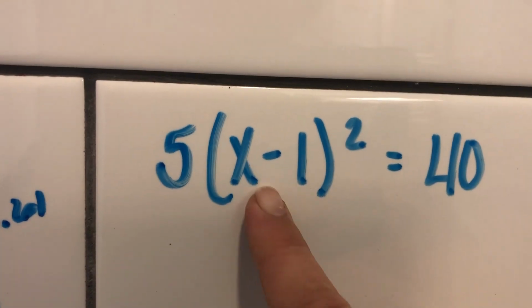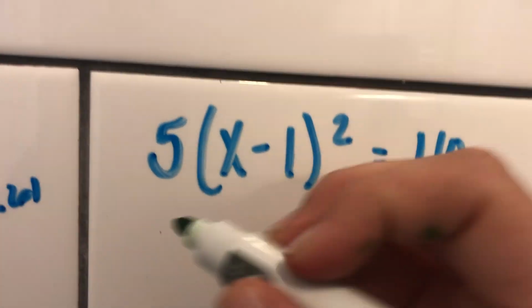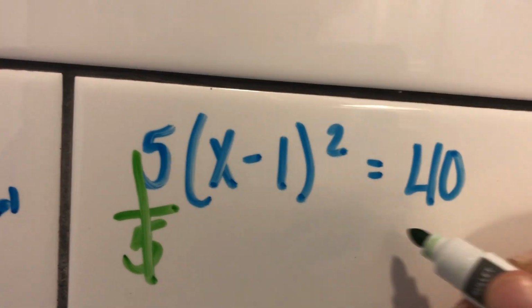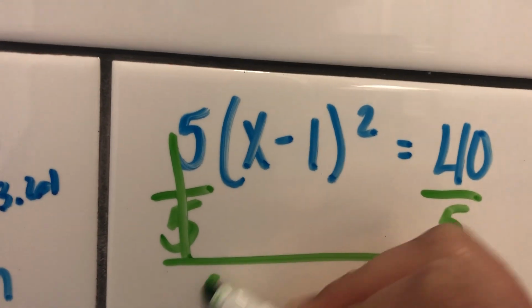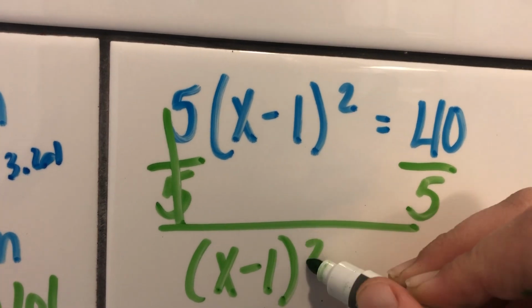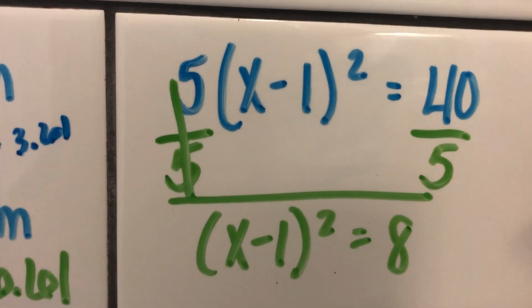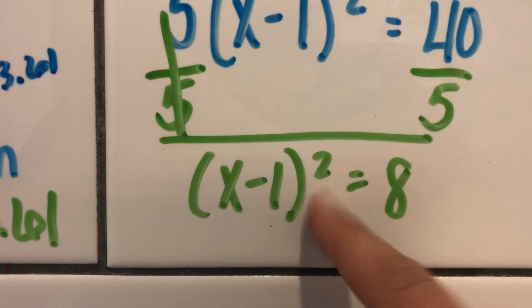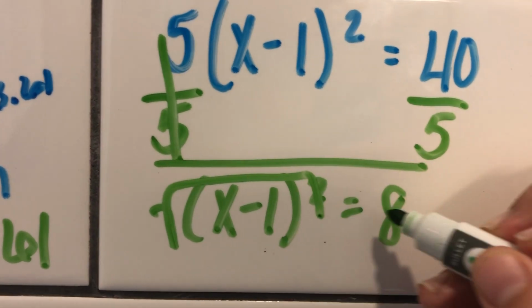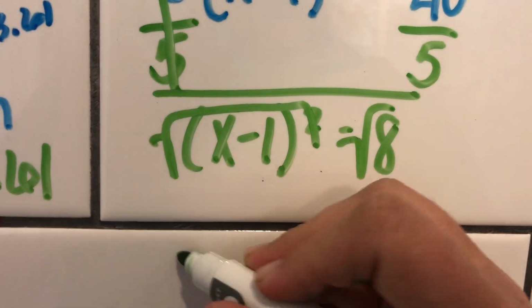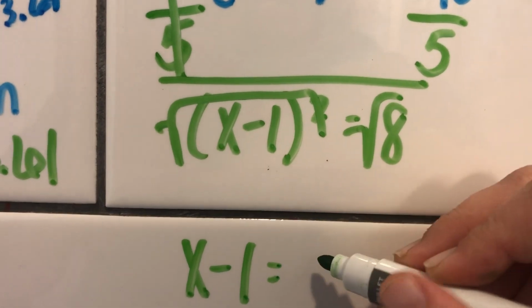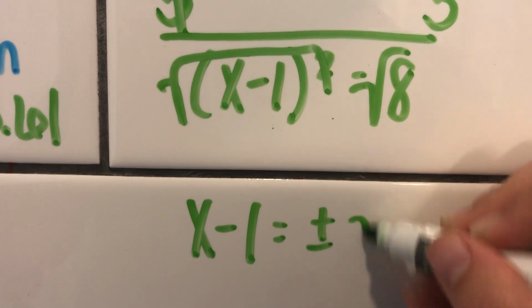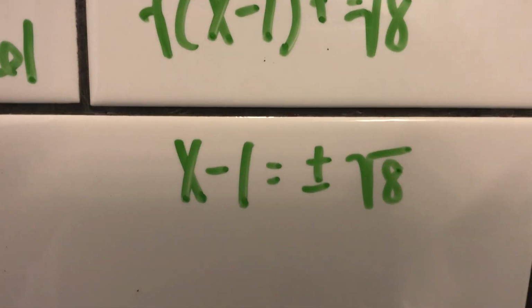I need to isolate this x minus 1 first, so I'm going to divide by 5. So I have x minus 1 squared is equal to 8. And now I need to undo that squared. So I'm going to do the square root of it. And I'm left with x minus 1 is equal to plus or minus the square root of 8.